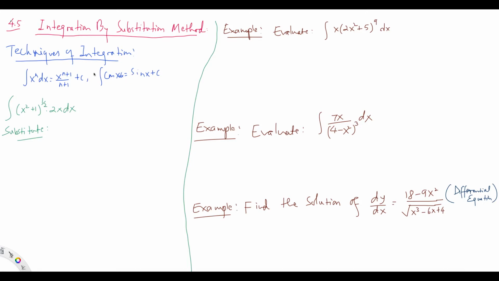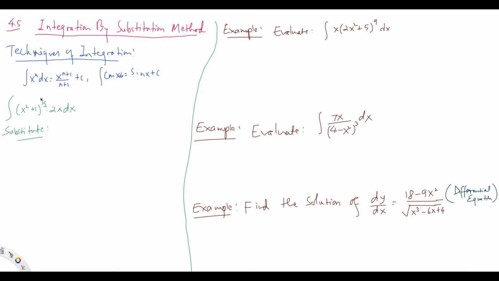Now we will study some more methods or techniques or formulas of the antiderivative. For example, none of the formulas will help you to do this integration, because you see that there is a product. You see that? It is x squared plus 1 to the 1/2 times 2x.